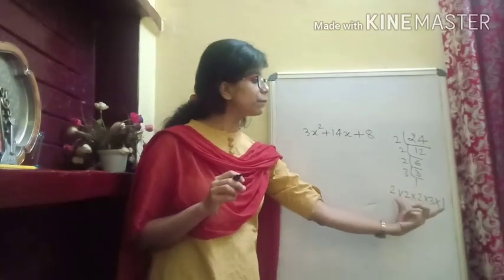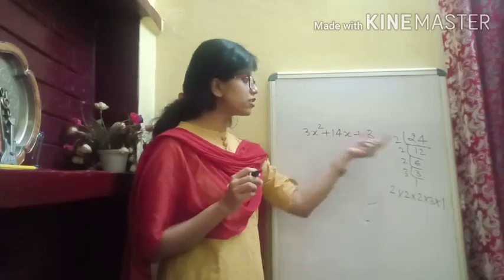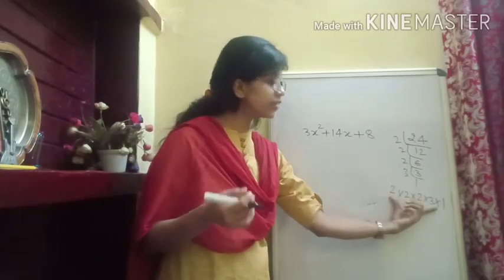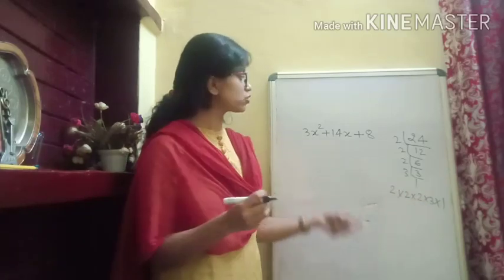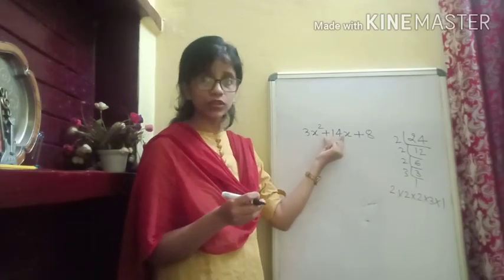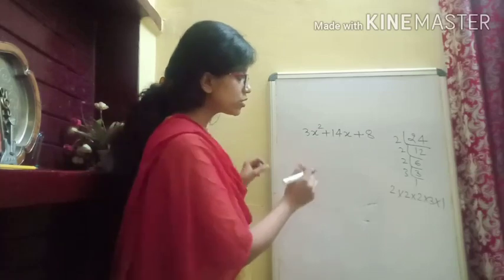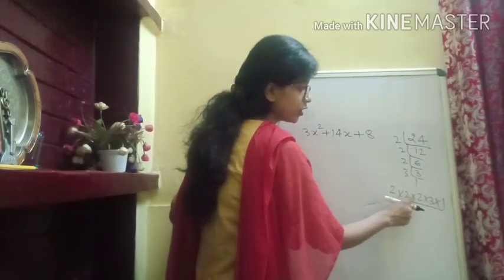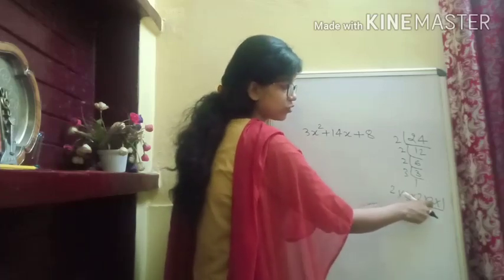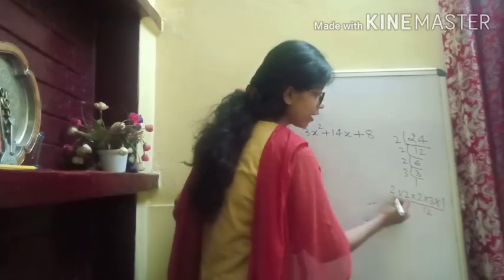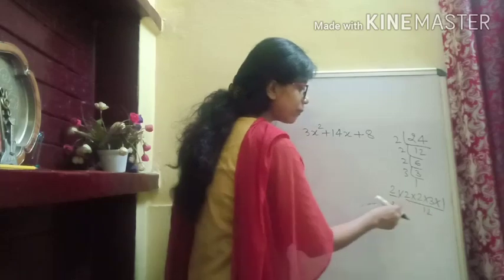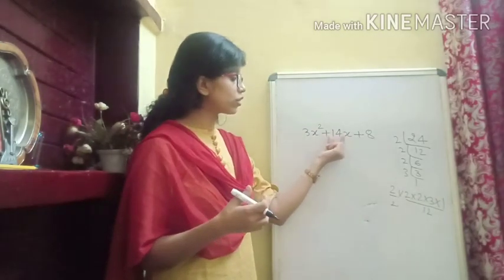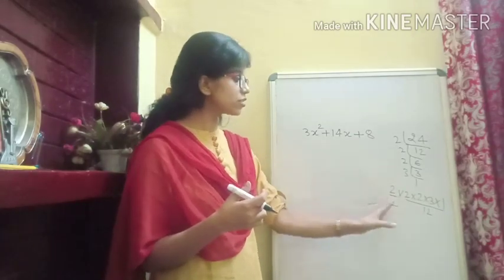Now since we have written the prime factorization of 24, the next step is that we will split these numbers into 2 such numbers, so that we get this plus 14. Okay. So now if you see, if we take these numbers together, 2 into 2 will give you 4, 4 into 3 is 12, 12 into 1 is 12, and 2 here. So 12 plus 2 will give you 14, isn't it? That's how we have split 14 as 12 plus 2.